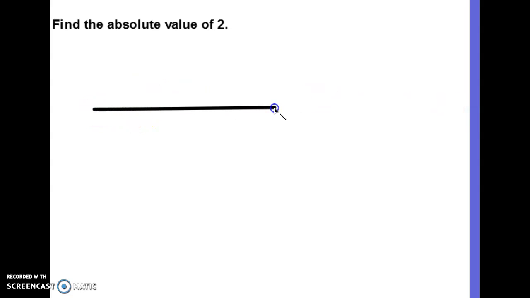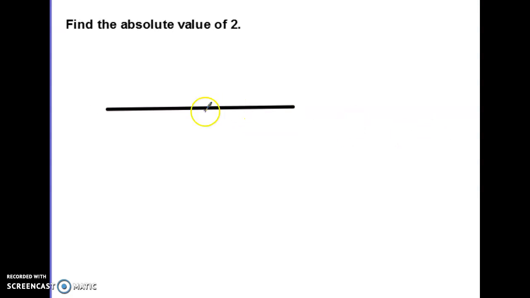So I'm going to start by drawing a number line. On every number line that you'll draw in this class, you'll always put a 0 somewhere in the middle. And then it says find the absolute value of 2. So I'm going to plot 2 on the number line. And we want to know, how far is 2 from 0? 2 is 2 spaces away from 0. So the absolute value of 2 is equal to 2. It's 2 spaces from 0.